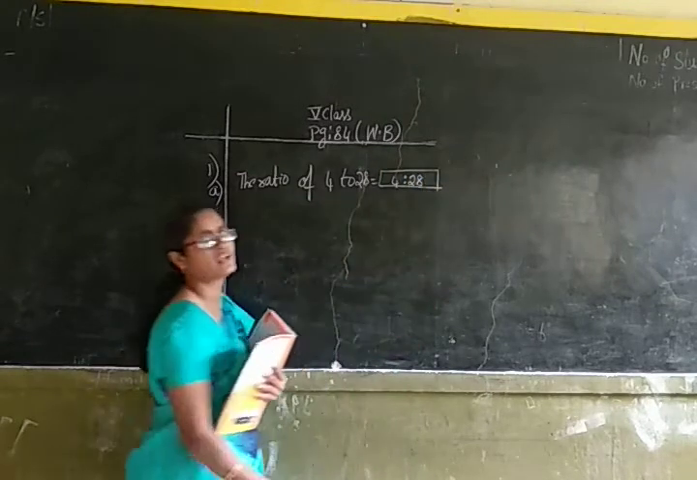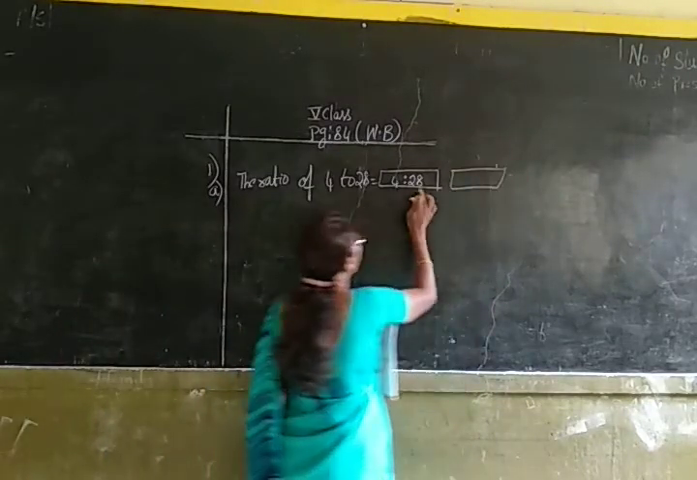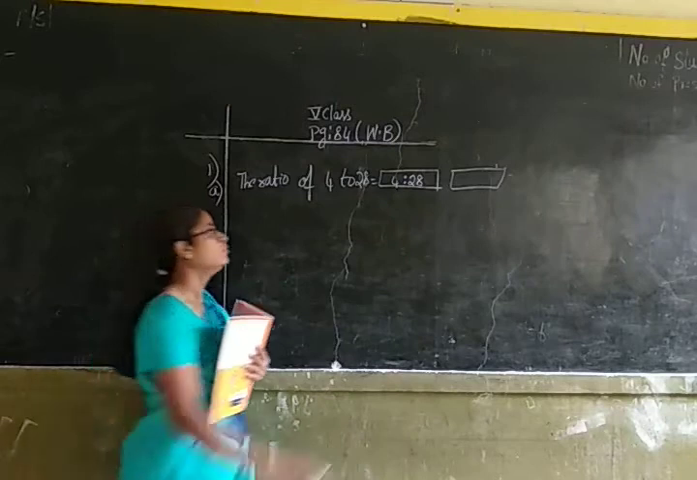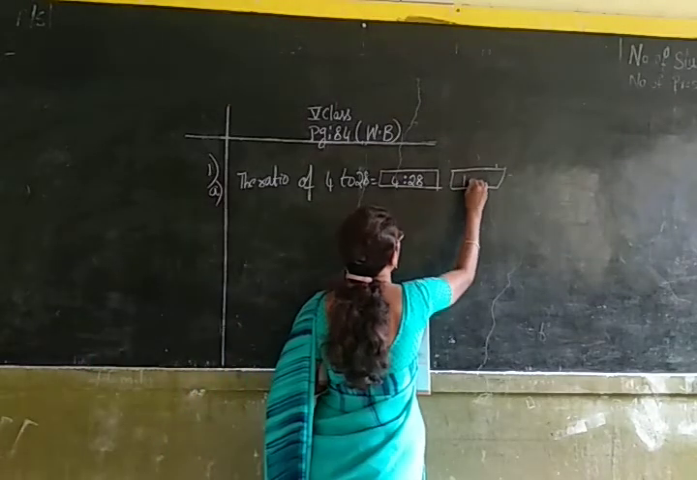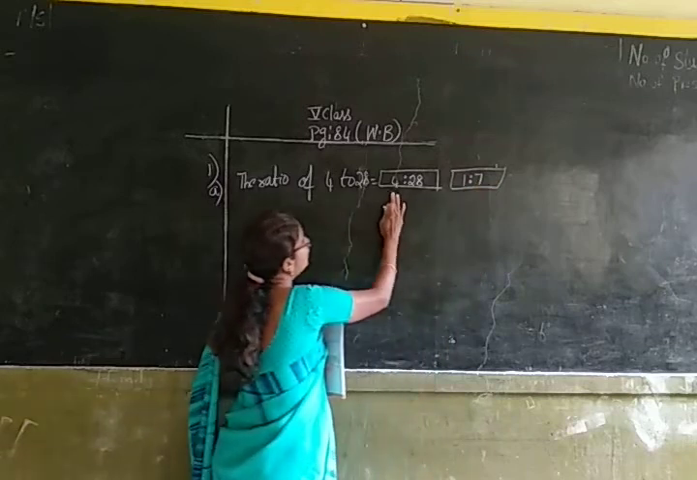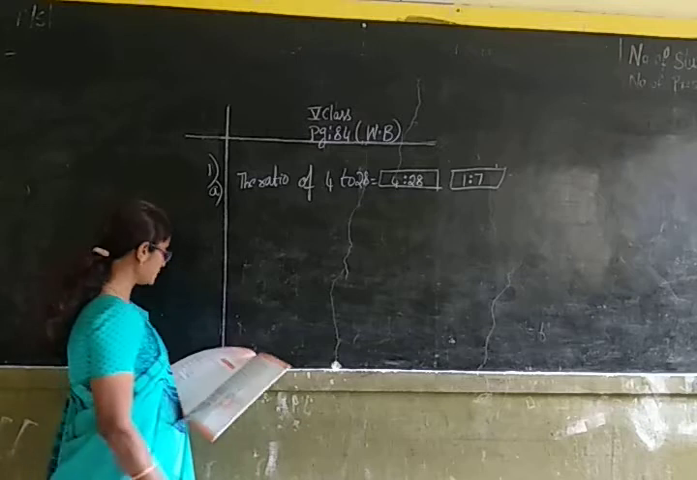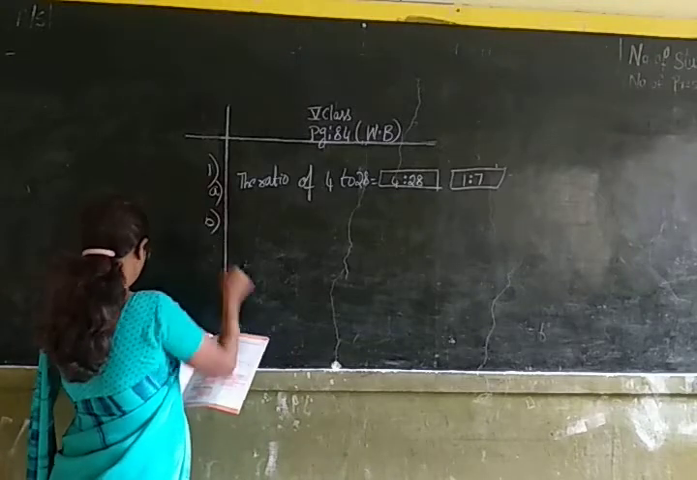Now let us simplify this to its lowest form. Okay children. So 4 and 28 are in 4th table. 4 goes in 4 one time and 4 goes in 28 7 times. So the lowest form of 4 is to 28 is 1 is to 7. Okay children. Now let us do the B sum.